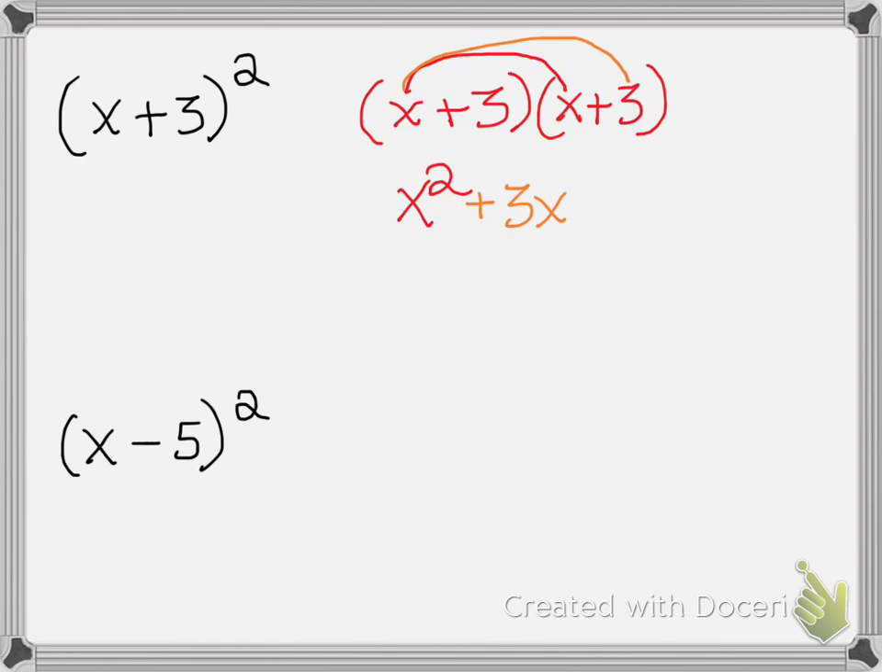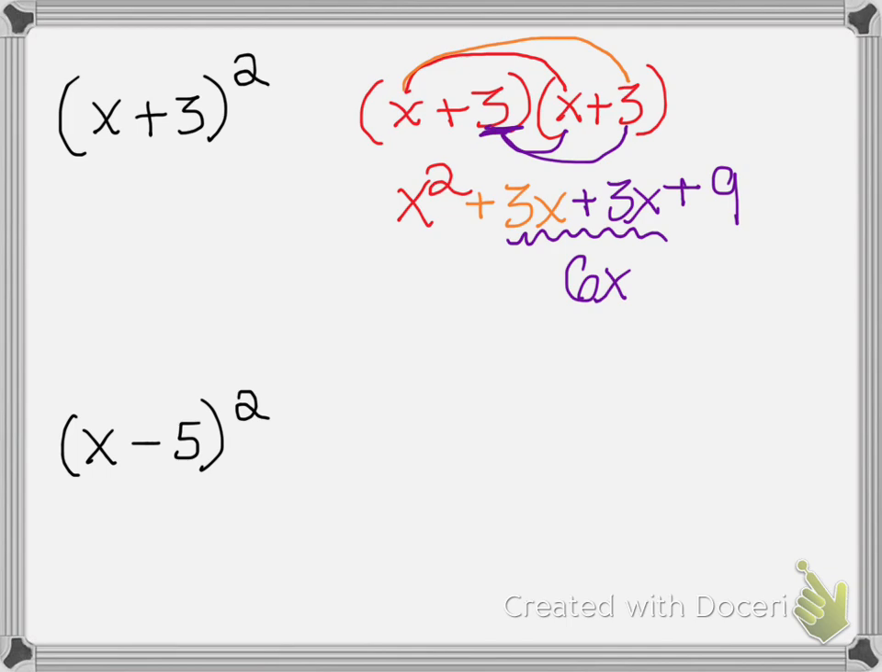Now I'm going to multiply the 3 times everything in the second parentheses. So 3 times x gives me 3x. And then 3 times 3 gives me 9. Now I'm just going to combine like terms, which will always be the 2 terms in the middle. 3x plus 3x gives me 6x. And then I'll bring down my x squared that's in front. I'll put a plus sign since the 6 is positive, and my plus 9 at the end.